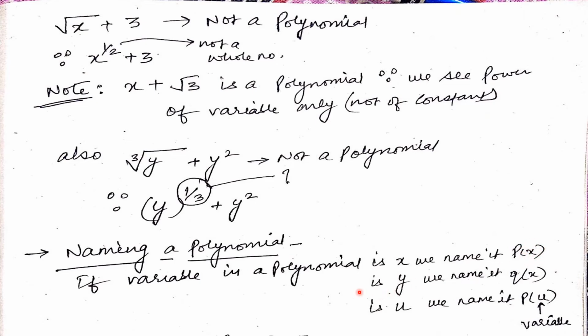Similarly, if the variable in the equation is y, we name it as q(y). It should be q(y). Please correct it. Okay, because the variable is y, it should be q(y). If the variable is u, we can name it as p(u), and you can say like h(u), whatever it is, this bracket will show the variable. It is wrong, please correct it. It should be y.